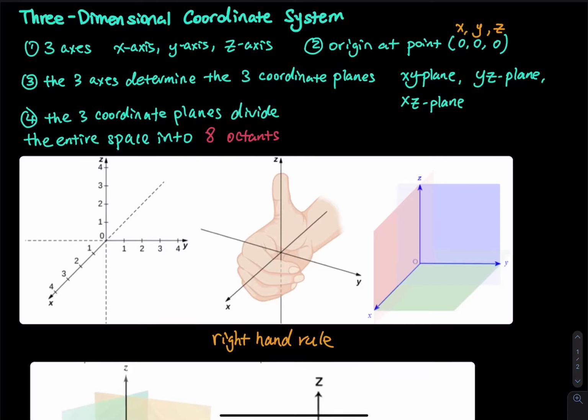In three dimensions, there are three axes. We have the x-axis, the y-axis, and the z-axis. And then the origin is at (0, 0, 0). The first 0 stands for the x coordinate, the second 0 stands for the y coordinate, and the third 0 stands for the z coordinate.